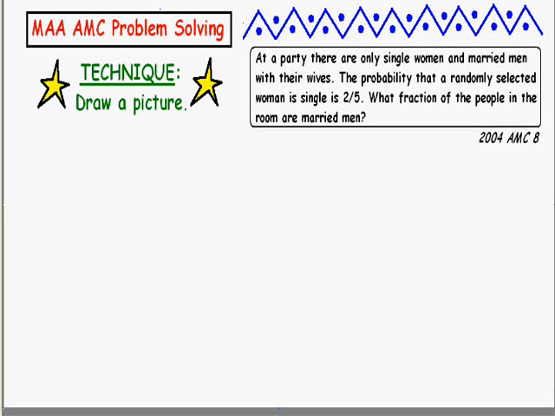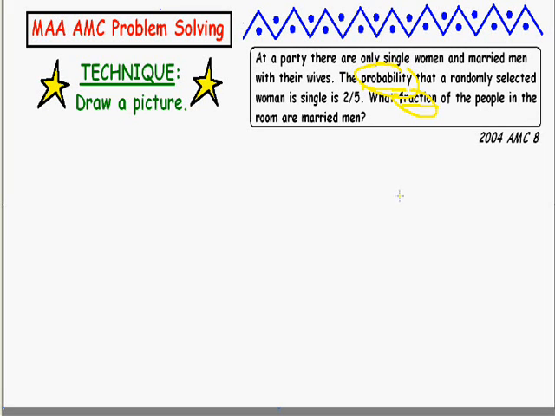The probability, that sounds very scary. I don't really know what probability means. That word scares me. That a randomly selected woman is single is 2/5. What fraction, the word fraction is scary too, of the people in the room are married. Alright, so those words are scary. I'm just going to be honest, say they're scary, and I'm just going to kind of ignore them. Alright, well that's fine, but my job now is to do something nonetheless.